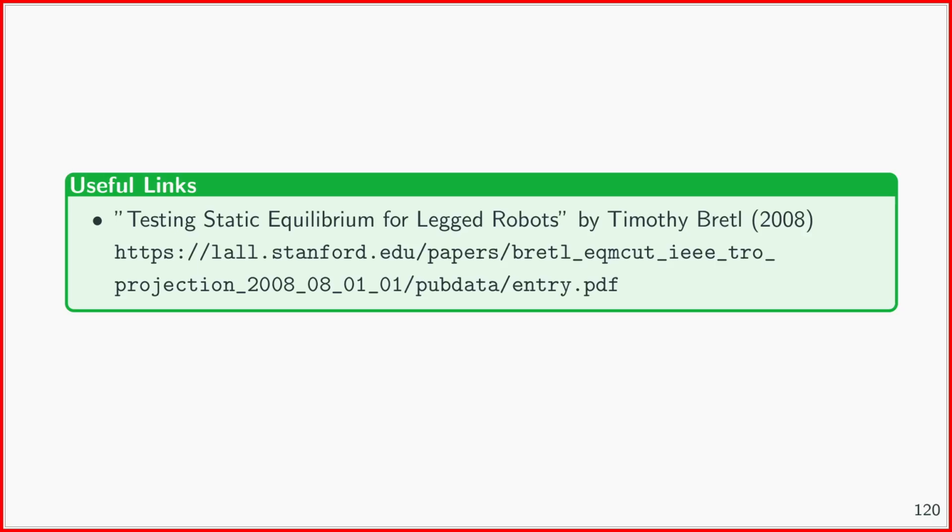All right, and I would say the most fundamental paper on this topic is by Timothy Bretl, Testing Static Equilibrium for Legged Robots, which you can also read here. And that's basically all for static stability.